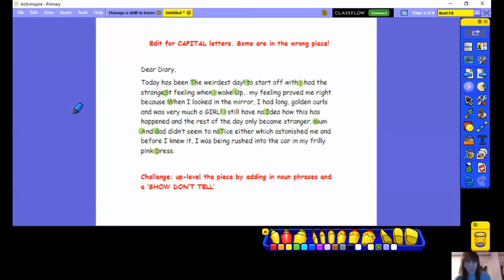Well done if you went on to the challenge and you up-leveled the piece by adding in some noun phrases. Perhaps you can upload that to Seesaw and we can see what you came up with.